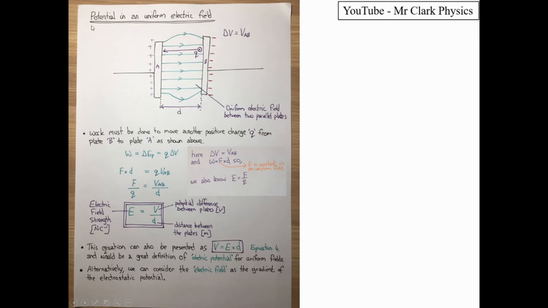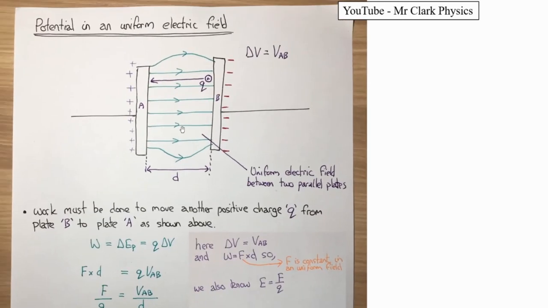The next thing I want to talk about is the idea of potential, not in a general electric field, but in a special kind, in a uniform electric field. You'll know from previously, hopefully, that if you have a pair of parallel plates, the space in between them will have a very even and useful for studying type of electric field. This is called a uniform electric field, and what that means is in there, the field lines are all exactly parallel. There is a bit of an edge effect, but you just avoid going near the edges, and then you can study it quite nicely.